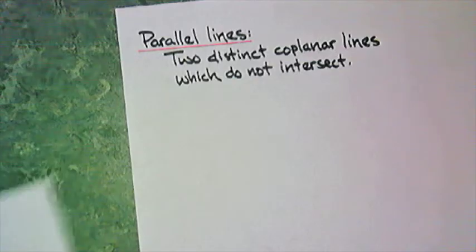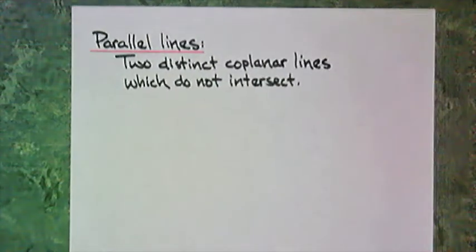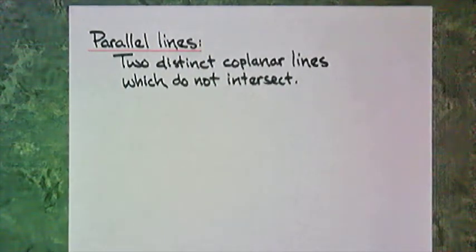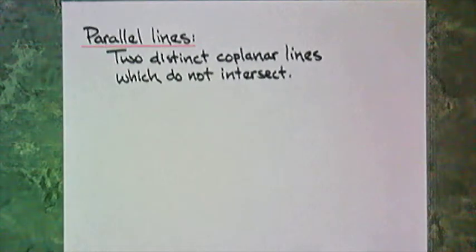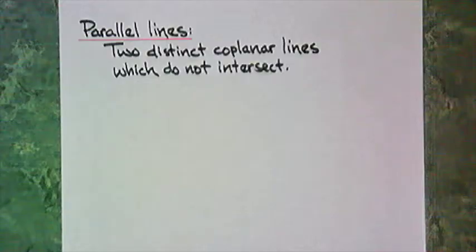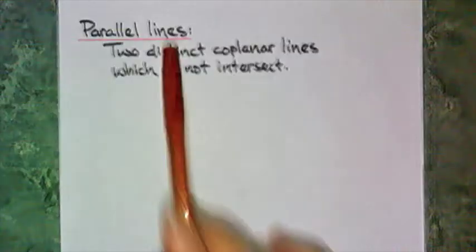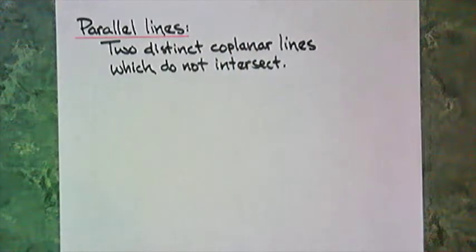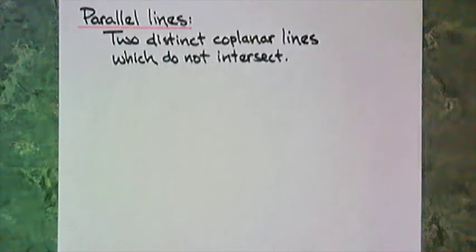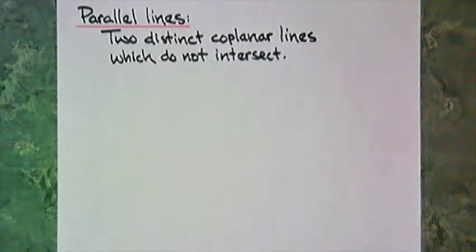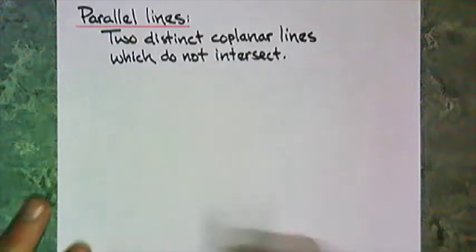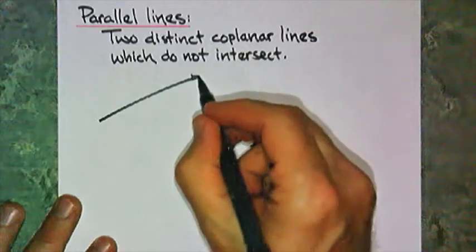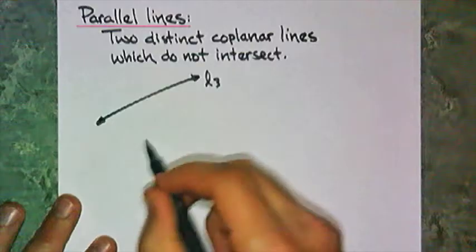I can also have parallel lines, just like in algebra. Notice something different here. Two distinct coplanar lines which do not intersect. We have talked about distinct before, meaning different. Coplanar means in the same plane. So we're going to make sure that we keep our lines in the same plane. In algebra, we didn't worry about that, but I do worry about that. So, parallel lines. I'll sketch. Here's line 3 and line 4.